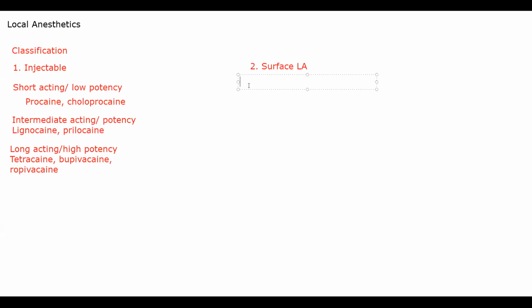Surface anesthetics will be divided into soluble and insoluble agents. Soluble agents will be lignocaine. Some drugs can be used both as an injectable form or as a surface form. Lignocaine is one such example. Lignocaine, cocaine, and tetracaine.